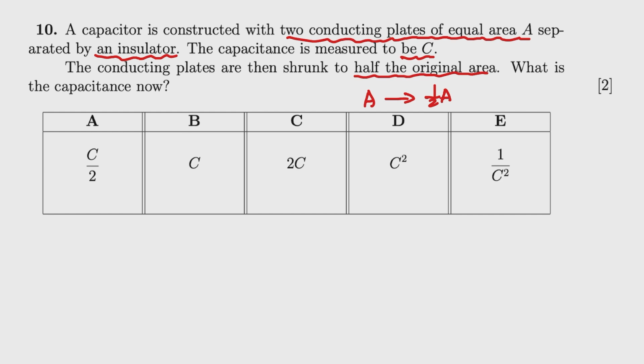Given that a capacitor consists of two plates of equal area, we can use the formula C equals epsilon, which is the permittivity between, A, which is the area, over D, which is the separation between two plates. So we can tell that the capacitance is proportional to the area A. So, if the area is reduced to half of the original one, the capacitance should also be half of the original, and that makes A the correct answer.